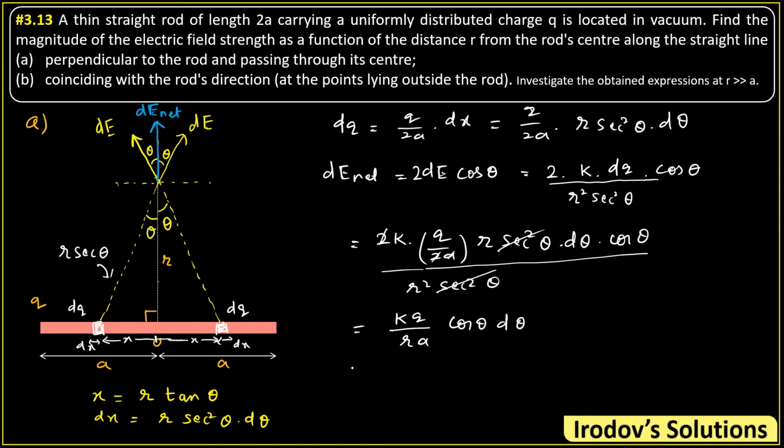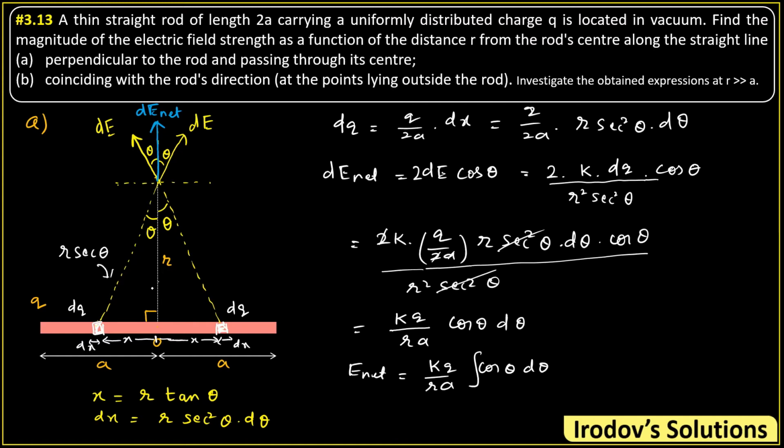So now what will be the E net? E net will be kq by ra cos theta d theta, and we have to put the limits. Everything I have done in terms of theta.